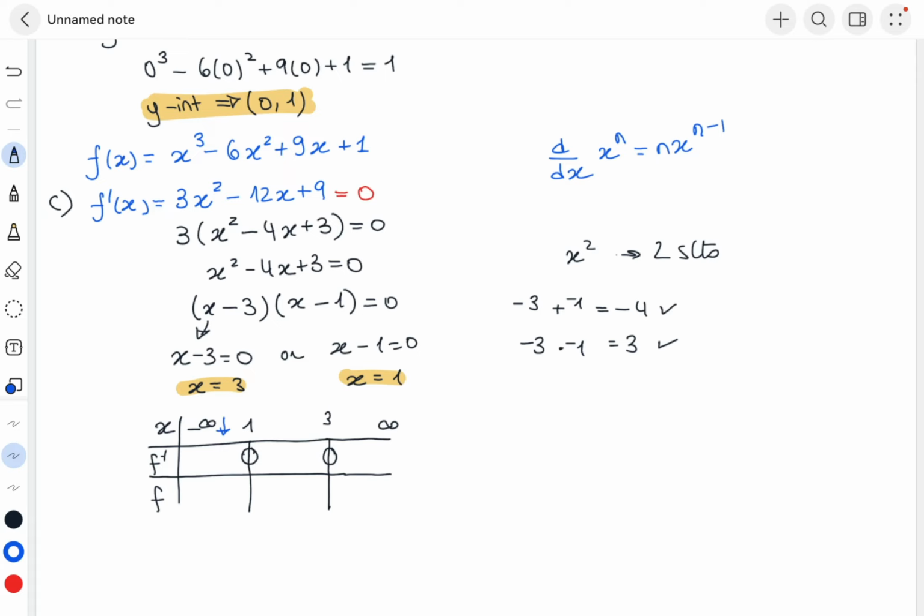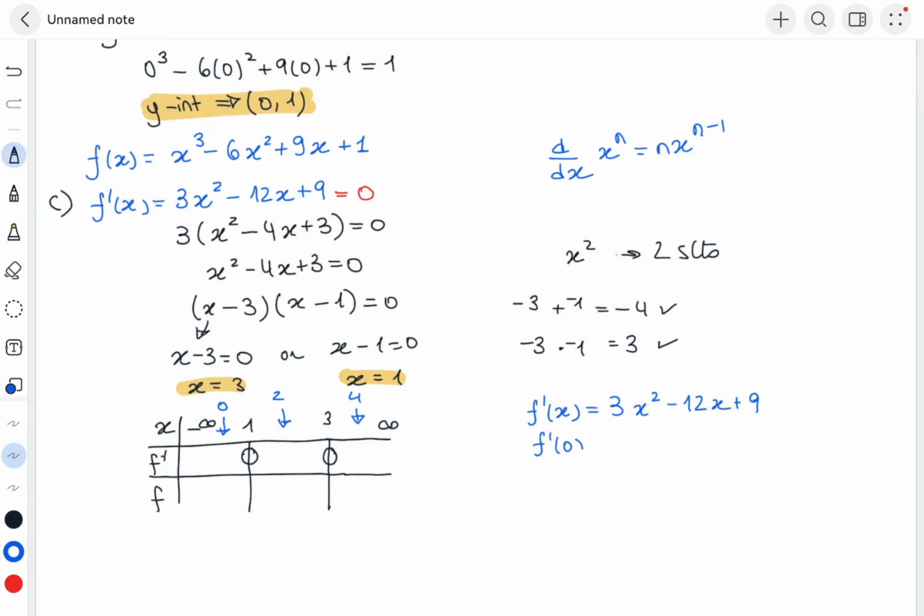Test values means a number between negative infinity and 1, a number between 1 and 3, and a number between 3 and infinity. And we care about their signs. Let's say, for example, 0, 2, and 4. And these numbers would be replaced in f prime. So our f prime of x will use 3x squared minus 12x plus 9.